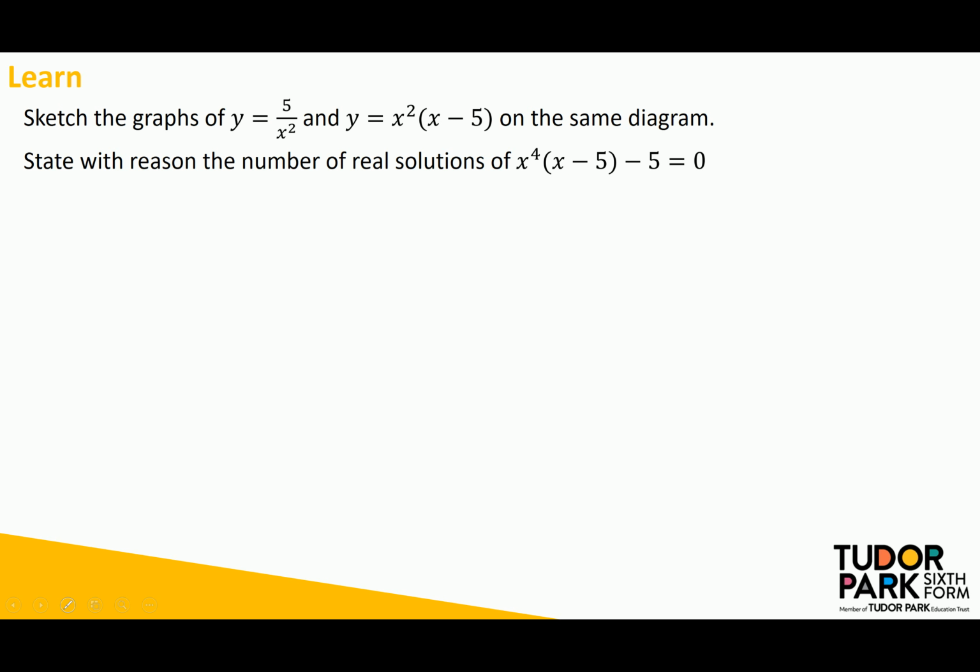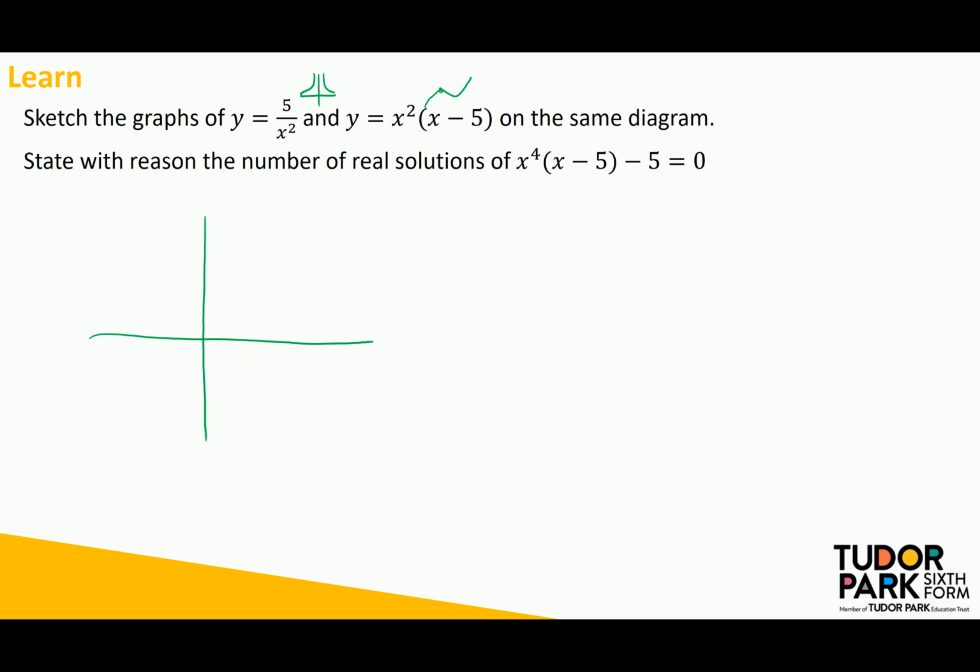In the final example, we're going to look at how these two graphs look and then use it to solve some related equation afterwards. The first graph is reciprocal. It's a reciprocal x squared graph, so I know it's going to look something like this. The second graph is cubic. It's positive cubic, and it's got a repeated root at 0, so that local maximum there is going to be at 0, and then I can use that information to draw my functions.